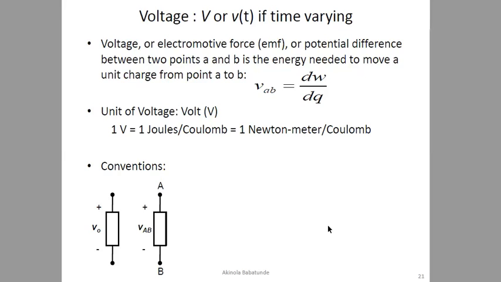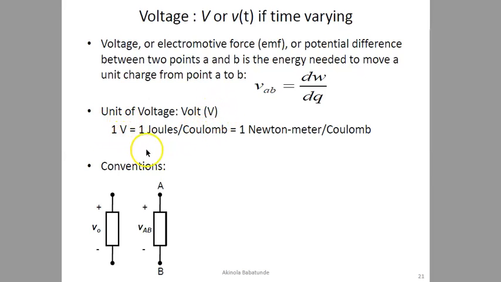Now we will talk about voltage. Voltage is represented with V when the time is constant, or v of t if the time varies. Voltage, or electromotive force, or potential difference between 2 points A and B is the energy needed to move a charge from point A to point B, and this is usually given as VAB equal to dW/dQ, where W represents the work done or the energy, and Q represents the charge.